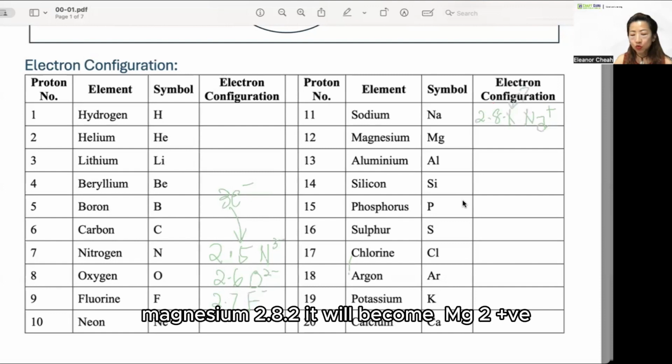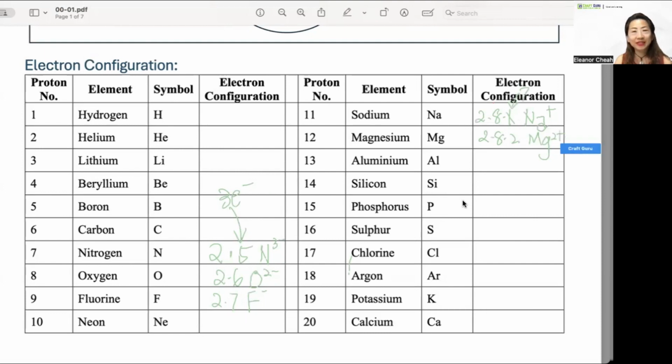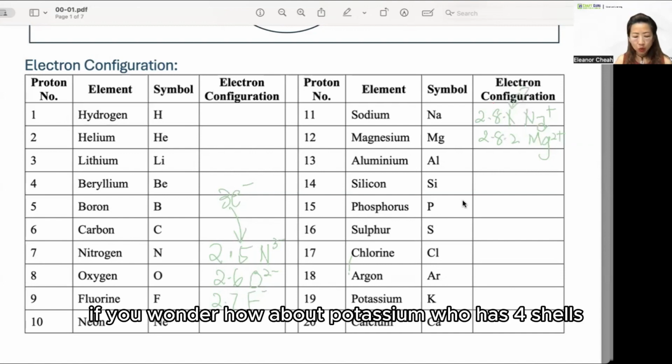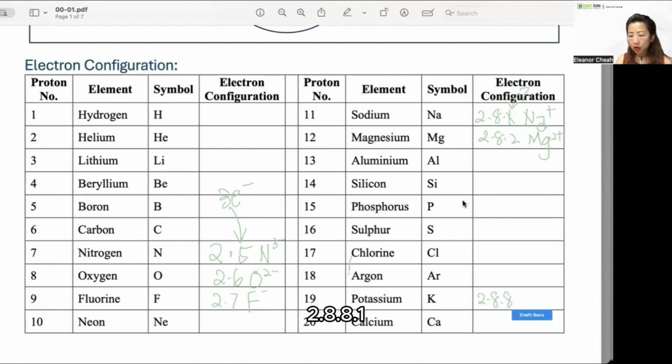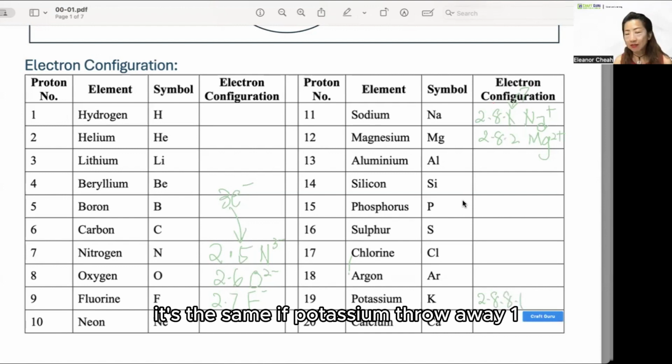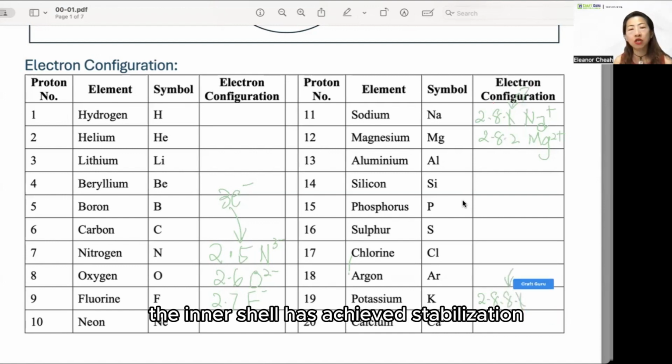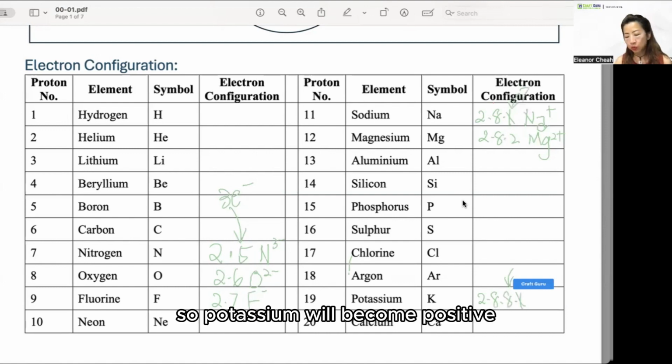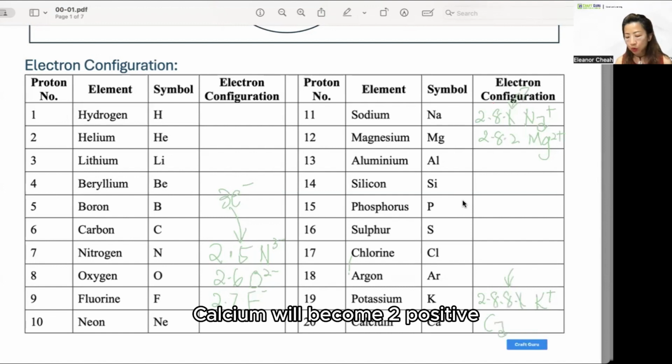Magnesium, 2.8.2, it will become Mg 2 positive. And so on. If you wonder, how about potassium, which has 4 shells, 2.8.8.1? It's the same. If potassium throws away 1, the inner shell has achieved stabilization. So potassium will become 1 positive, calcium will become 2 positive.